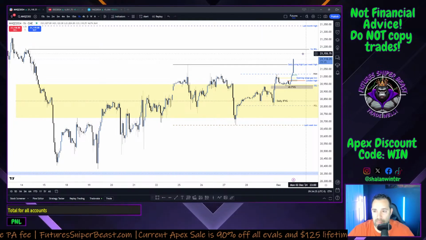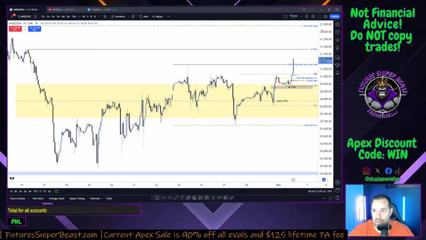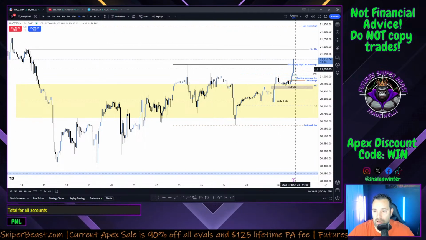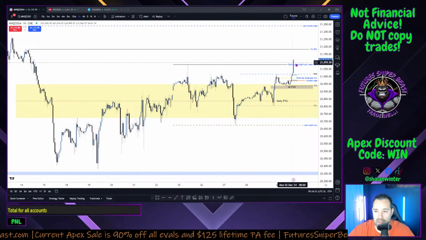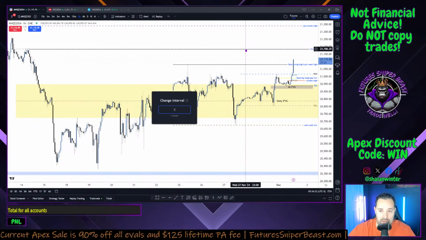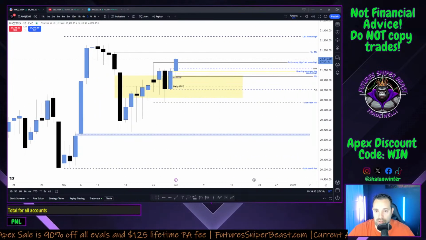I'm looking at a 1 hour buy side liquidity up here. Then, of course, we have last month's high there. This was the daily swing and last week's high. So let me go to the daily chart and show you where I marked that.